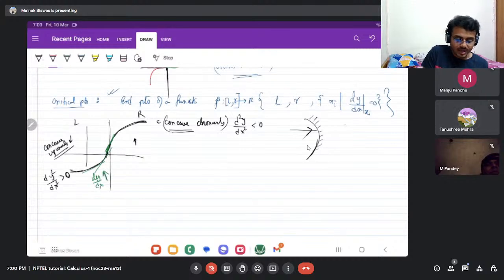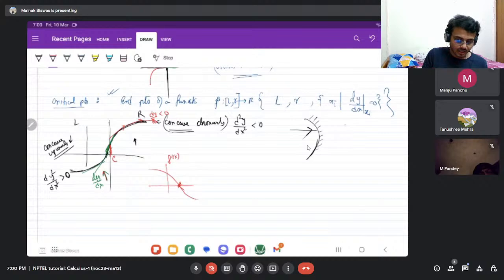And on this side dy/dx is decreasing. Agreed? Yes. So if your dy/dx is increasing here, say this point is C, below C dy/dx is increasing, and somewhere decreasing here, somewhere increasing here, so at C it will be 0. Agreed? Yes.